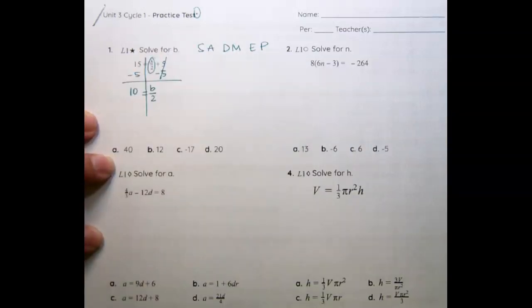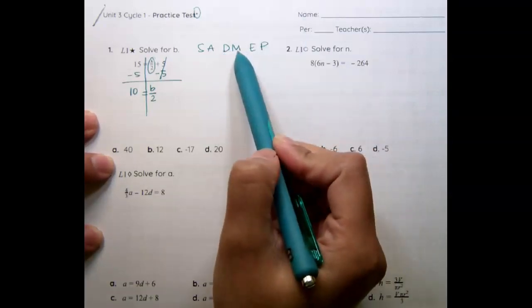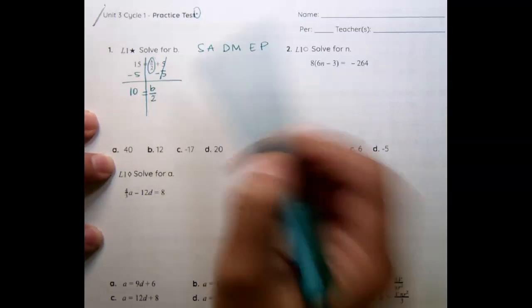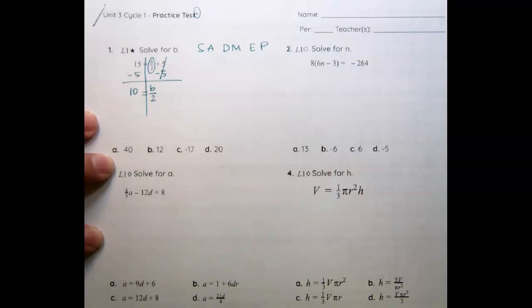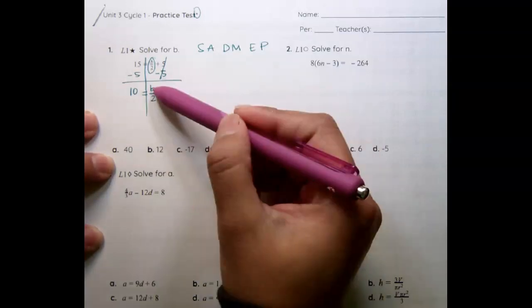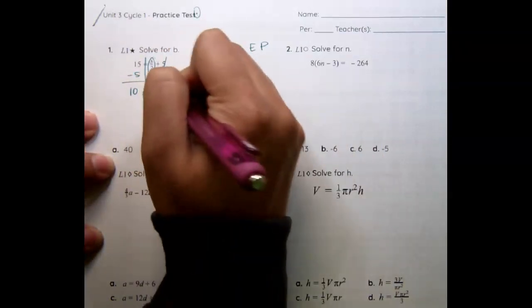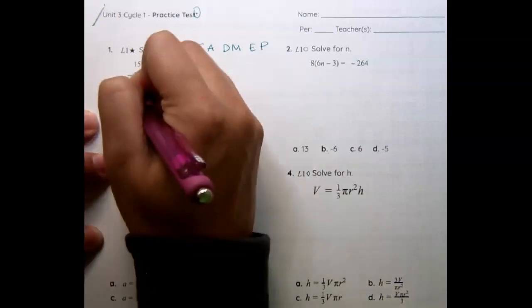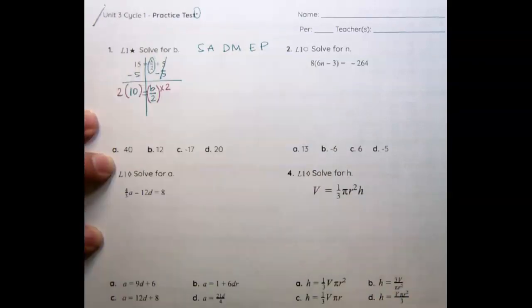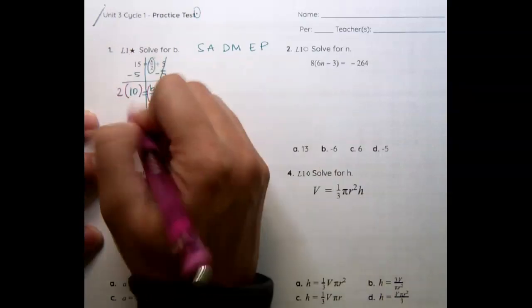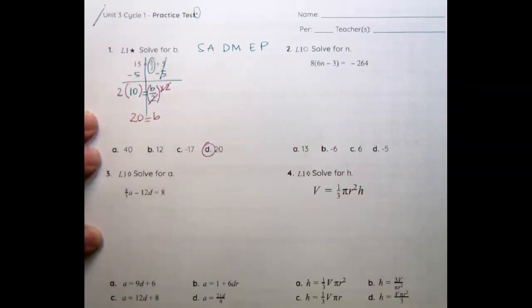Now, I have a fraction. Fractions are division. So now I'm going to either divide or multiply to get this b by itself. Well, this is already division, so I can't divide. The opposite of division is multiplication. So on the right-hand side, I have b divided by 2. Well, the opposite of dividing by 2 is multiplying by 2. So I'm going to multiply both sides by 2. This 2 cancels out my denominator of 2. That's how I get b by itself. 2 times 10 is 20, so the answer is D.